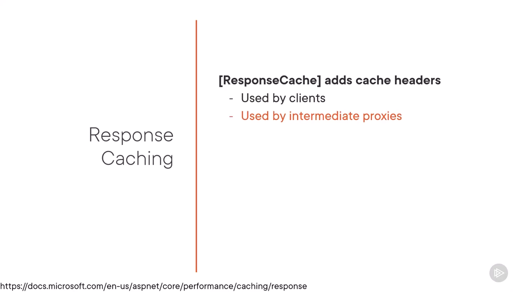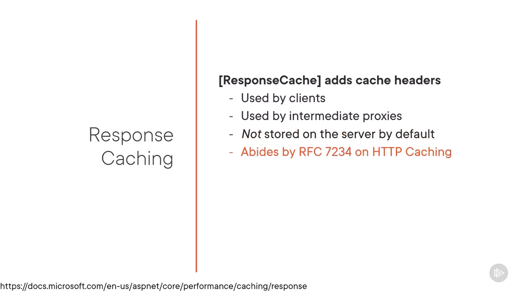Note that these responses are not stored on the web server by default. The only thing the basic response cache attribute does is add these caching headers, which abide by RFC 7234 on HTTP caching. However, if you do want to store responses in server memory in order to get a performance boost by not having to make database calls as often, you can also add response caching middleware. This can be combined with the response cache attribute.